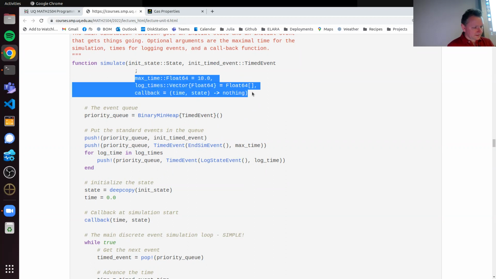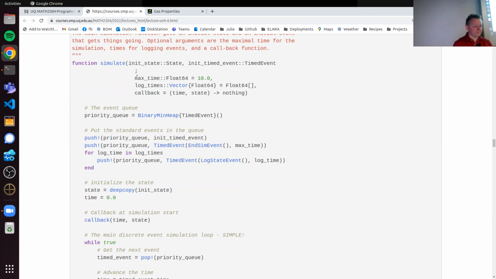There's a few things going on here. There's max time, which we're going to use to create an endSim event for us. There's log times, which will be used to generate the log events for us. And there's something called callback. So we've seen a lot of functions which take functions as inputs, right? But this might be the first time you've heard the word callback. What a callback's meant to do is not just compute something. It's actually meant to have side effects.